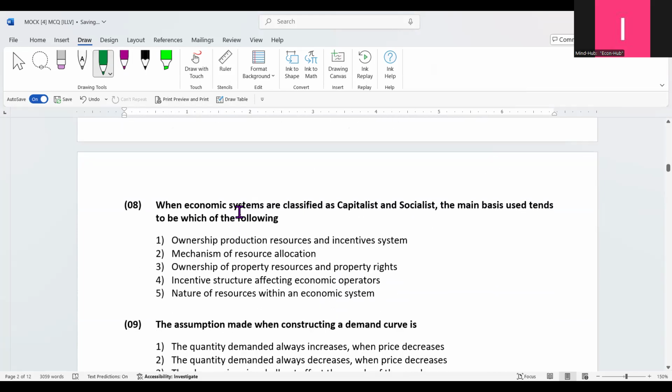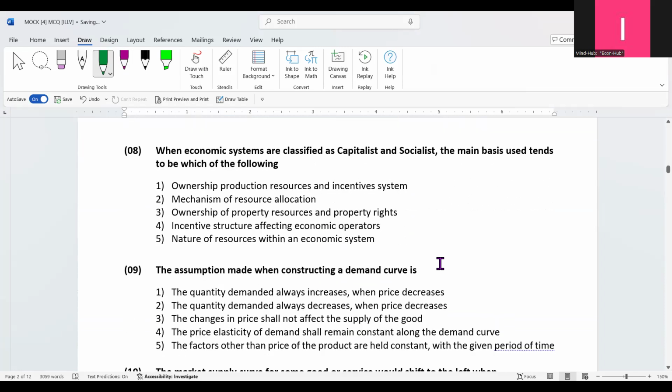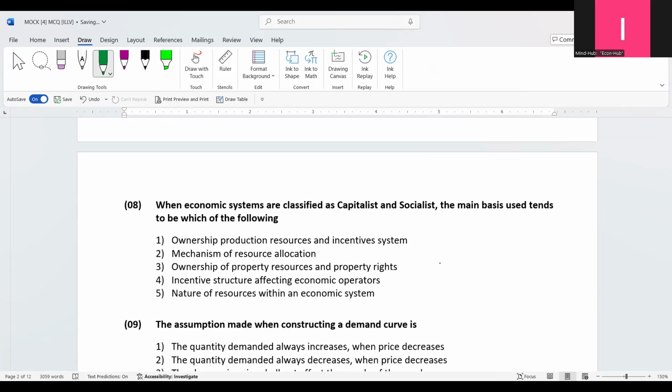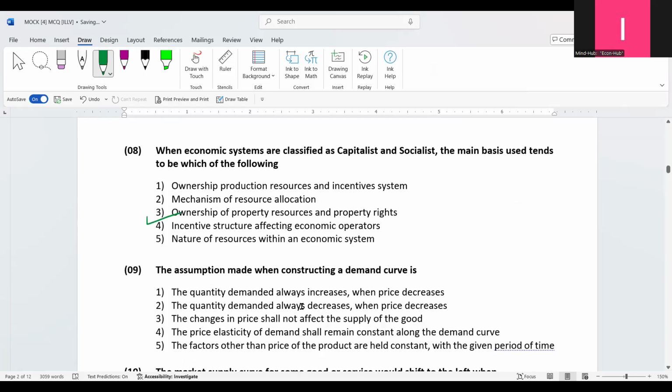Question 8. When economic systems are classified as capitalist and socialist, the main basis used tends to be which of the following? Capitalist, socialist, the main basis would be ownership of property resources and their rights. Answer number 3. If it's traditional, market and command, that would be the mechanism of resource allocation, or how they solve their basic economic problems.